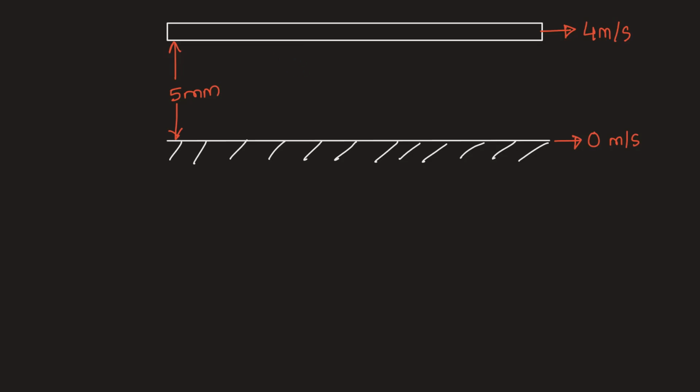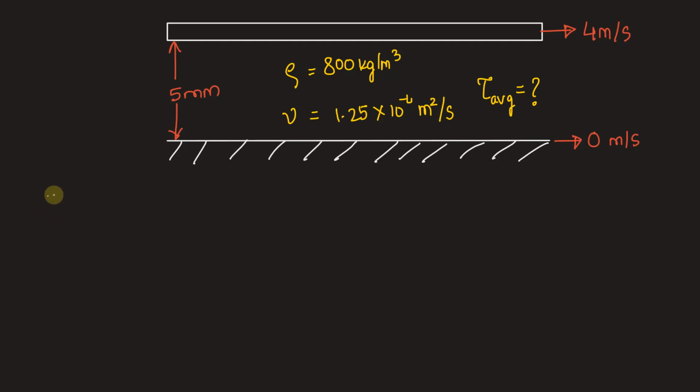Then we have density of fluid rho equal to 800 kg per meter cube and kinematic viscosity equal to 1.25 into 10 to the power minus 4 meter square per second. We have to find out the average shear stress, that is tau average. Also, the additional thing that is given is that the pressure gradient in the direction of the flow is 0.